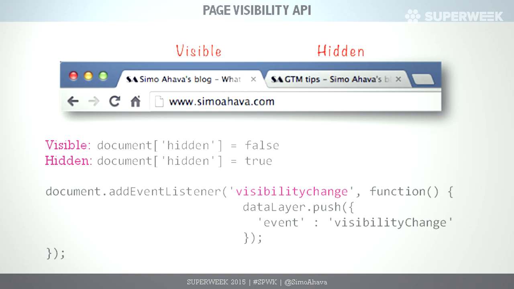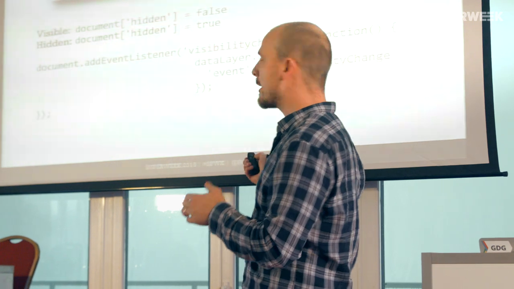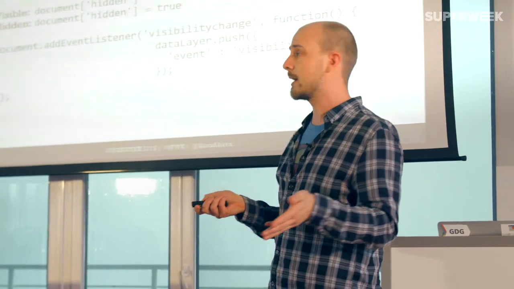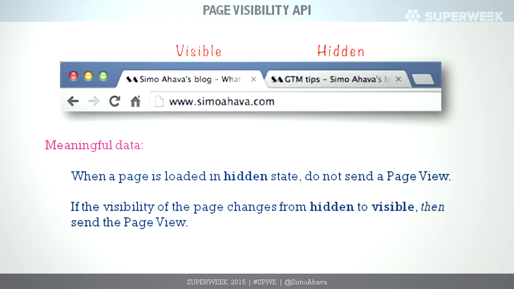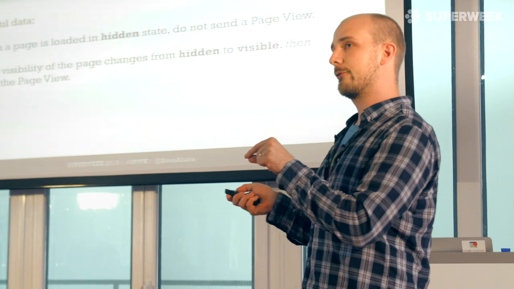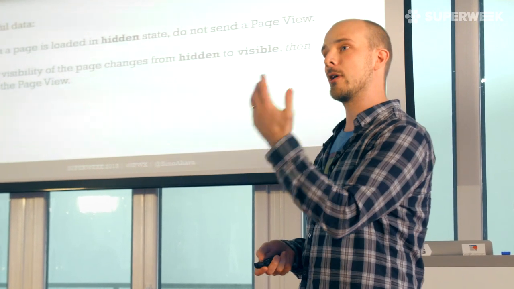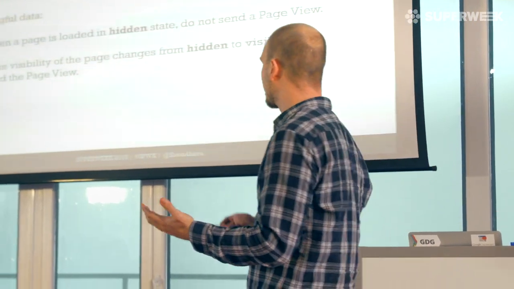So when I click the second tab, it will dispatch an event into the browser, and you can actually listen to that and make note, hey, visibility changed, let's do something. So the way I formulate this API into a meaningful question for getting meaningful data is this. When a page is loaded in a hidden state, do not send a page view. The page is not viewed. I do not accept the fact that it's a page view. If the visibility of the page changes, then send a page view, because then they're actually viewing the page.